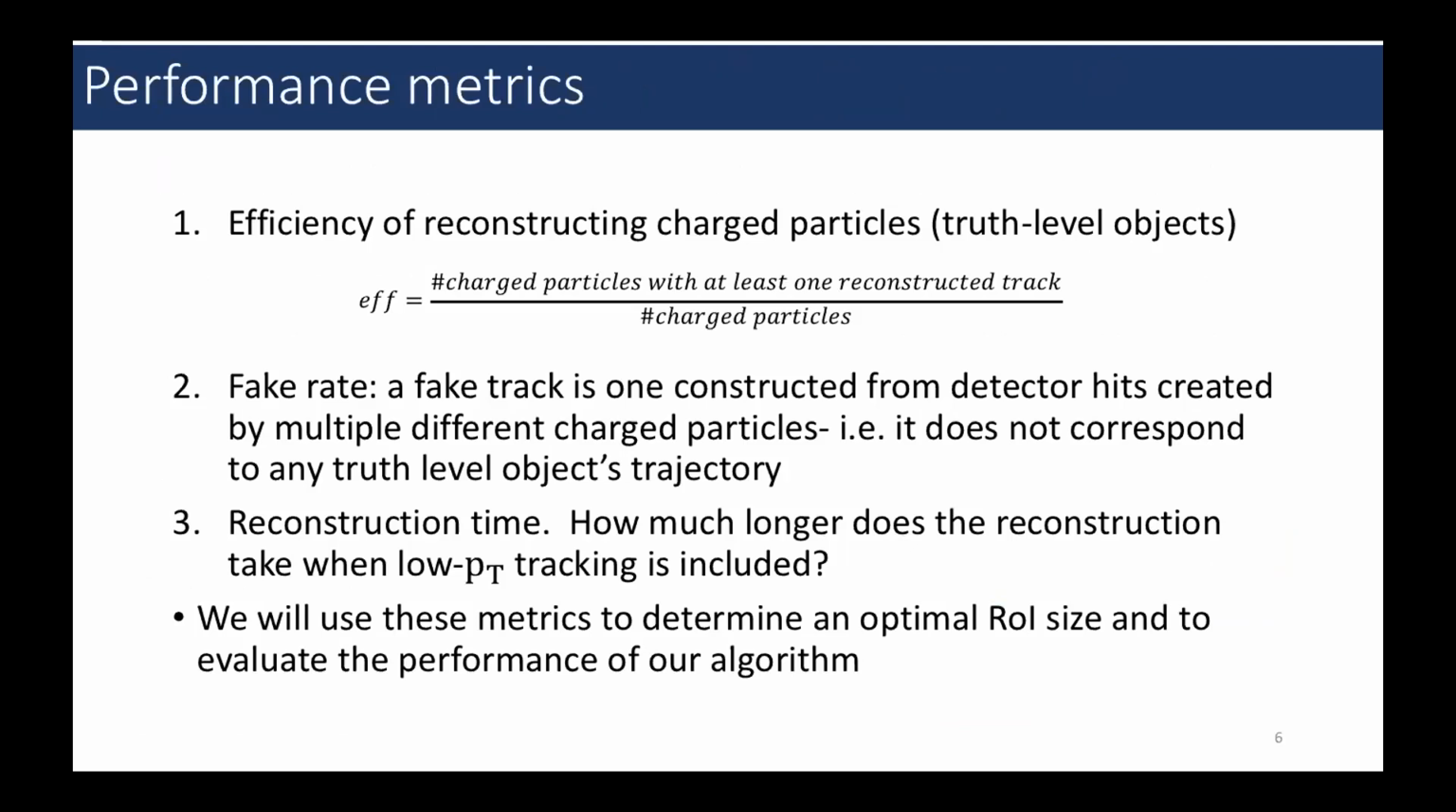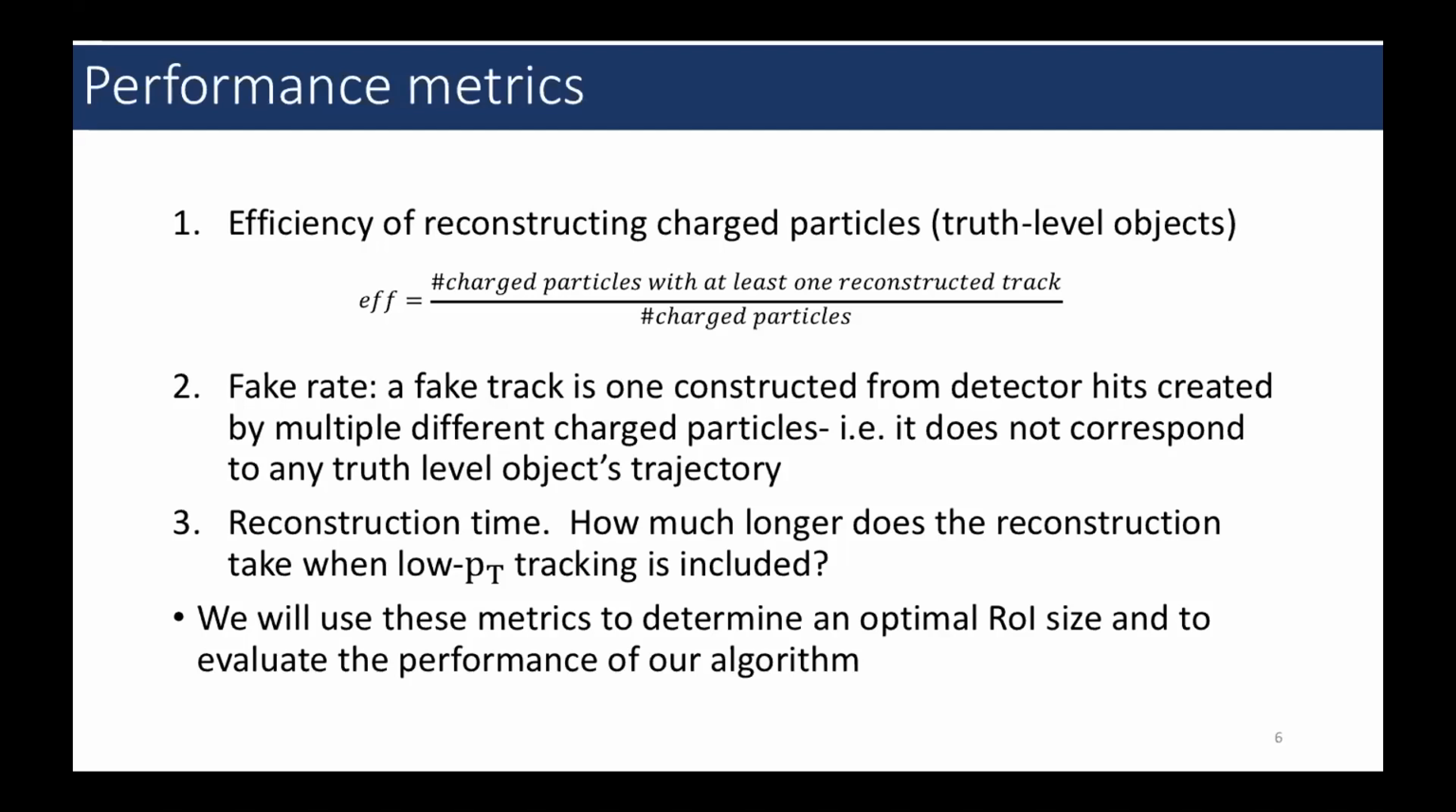So a fake track is one that is constructed from detector hits that are created by multiple different charged particles, which is to say that it is a track that does not correspond to a truth level object trajectory. And lastly, we of course care about the reconstruction time. So the question is just how much longer does the reconstruction take when you're using the low PT tracking?